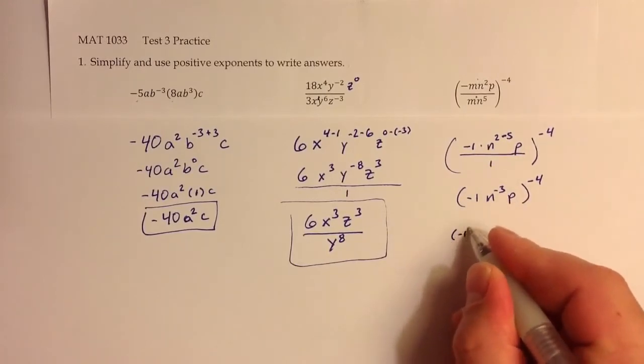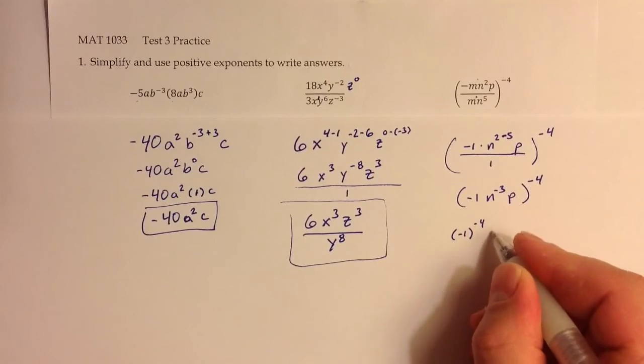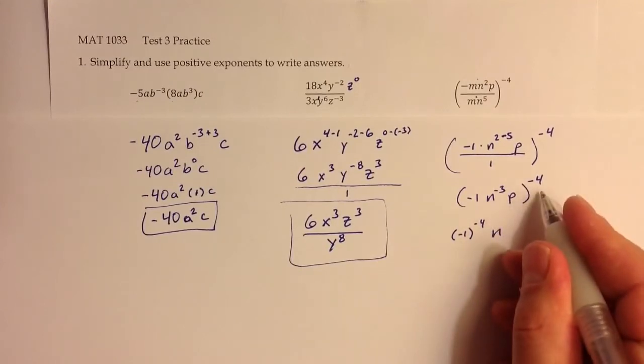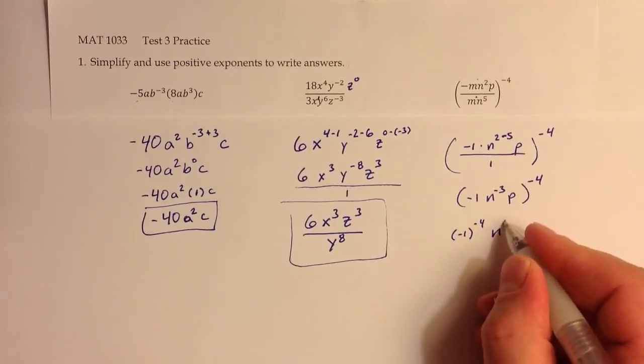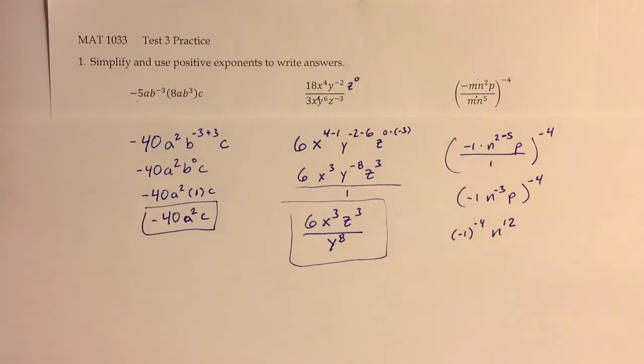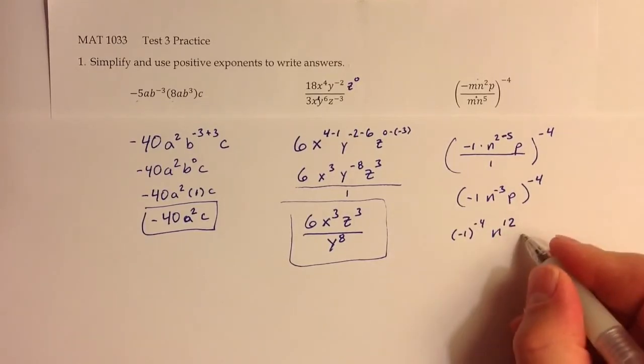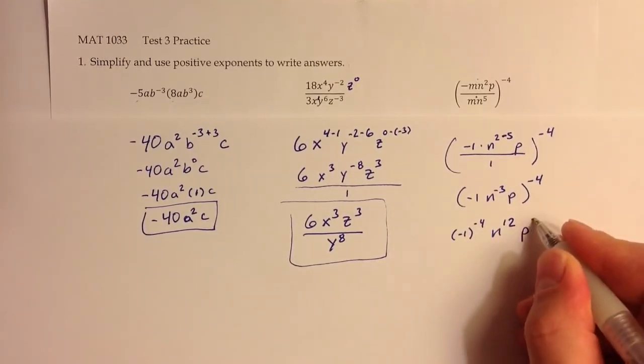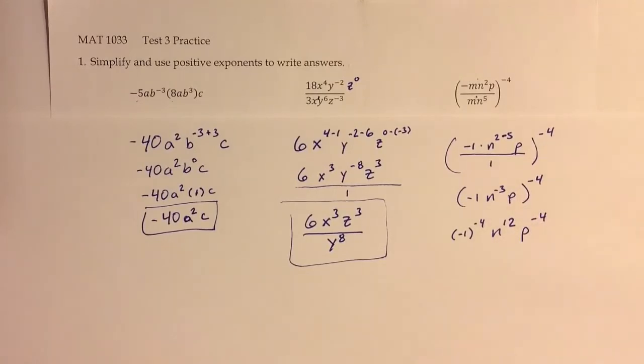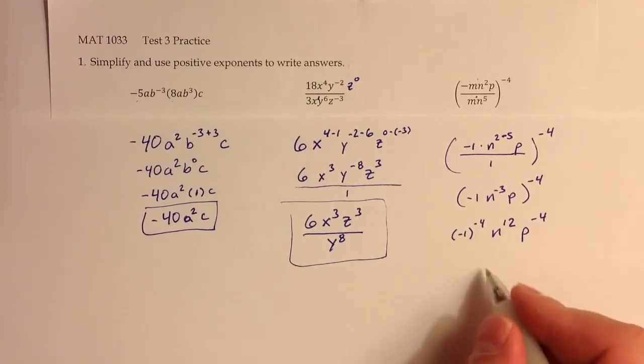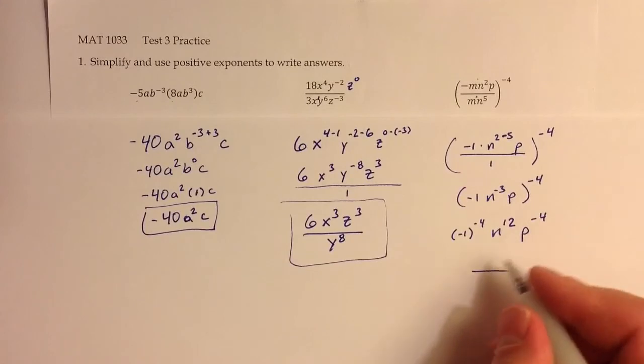So I have negative 1 to the negative 4th power, n to the negative 3 raised to the negative 4 becomes n to the positive 12. We multiply those two exponents. And finally p to the negative 4th power. So we can write this with a fraction to get rid of the negative exponents.